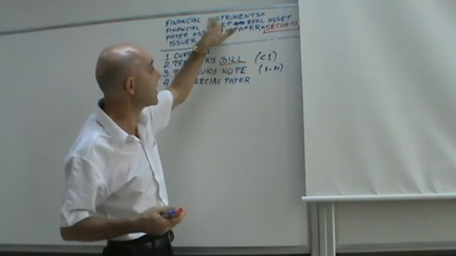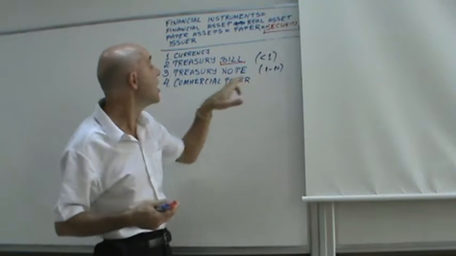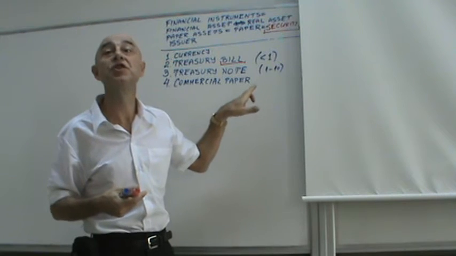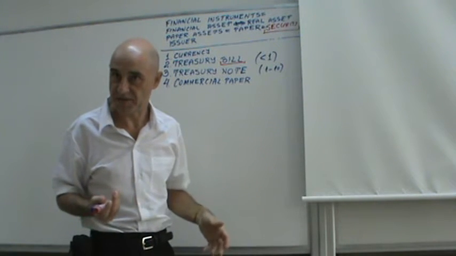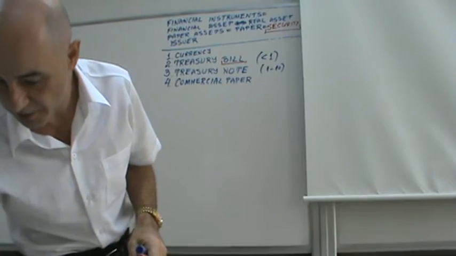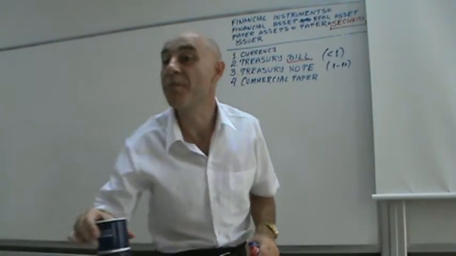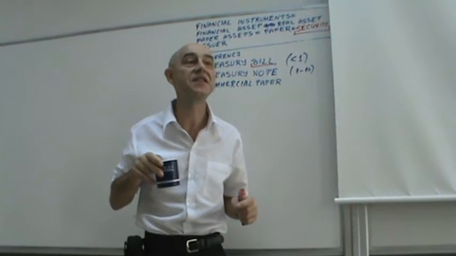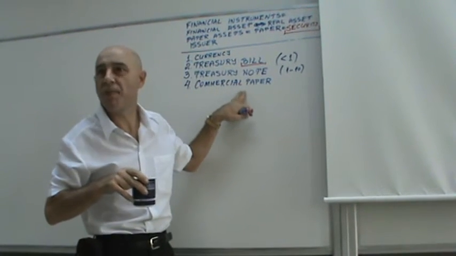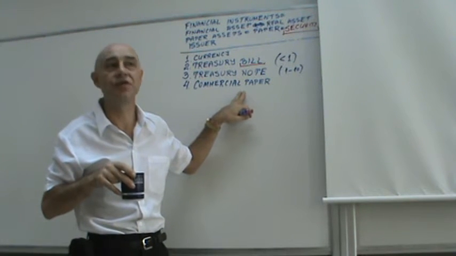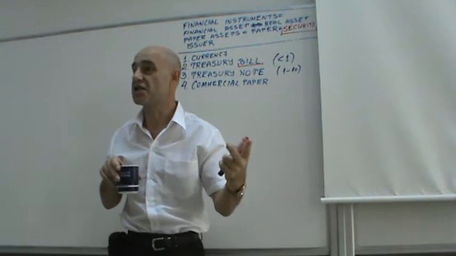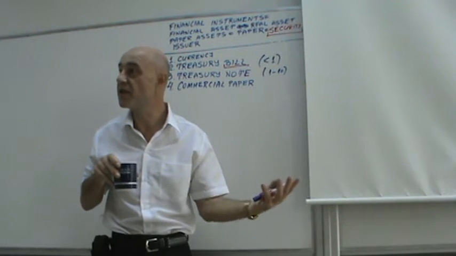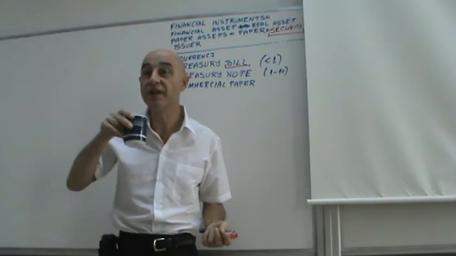So, commercial paper, back to the definition. You can say it is a financial instrument or security issued by businesses for short-term financing. How many days? Maturity up to 270 days. They'll issue commercial paper, usually in round numbers: 30 days, 60 days, 90 days, 120 days, 180 days, and up to 270.